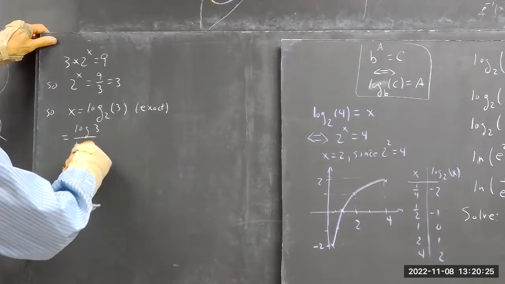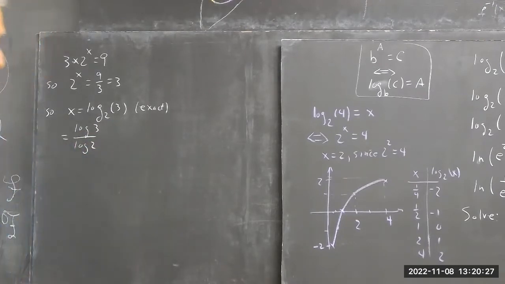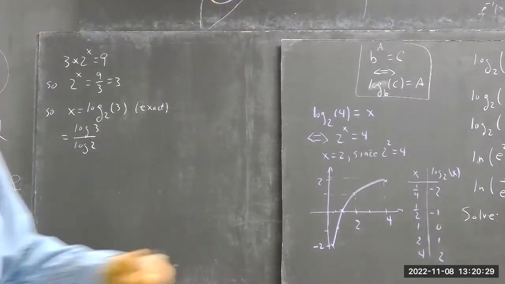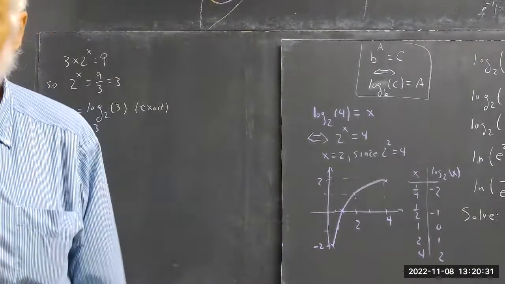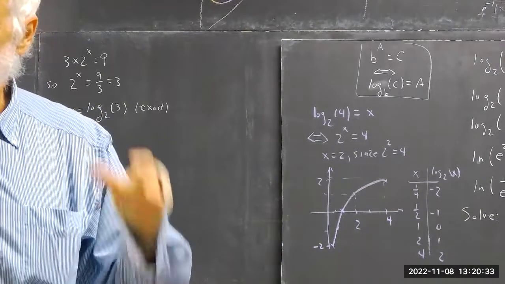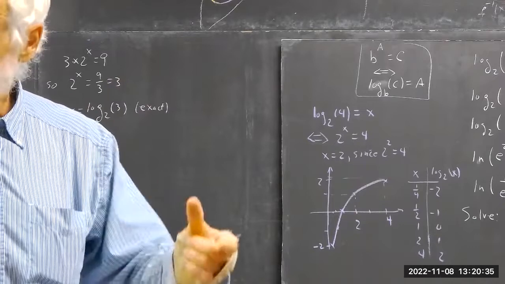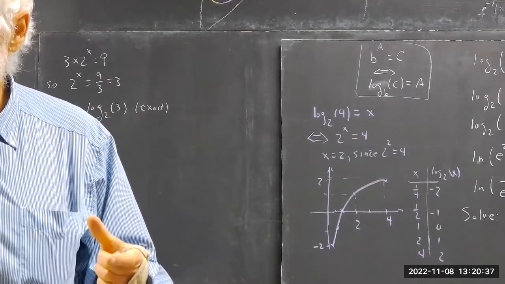Have the log of 3 over the log of 2. And if you have a log base button on your calculator, don't use it. Just use the LOG or the LN. Either one will suffice.